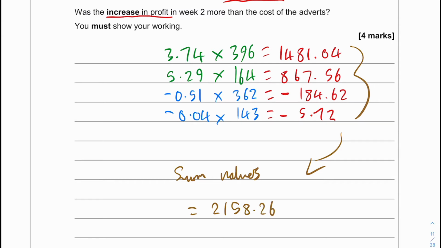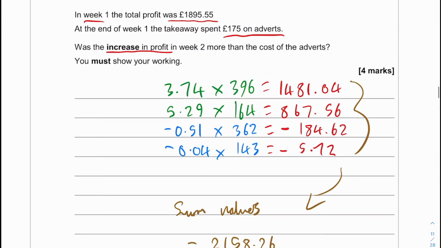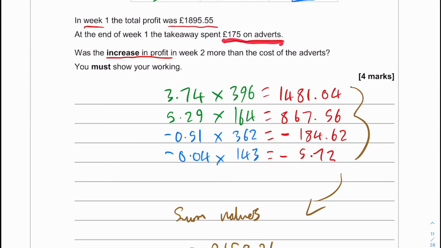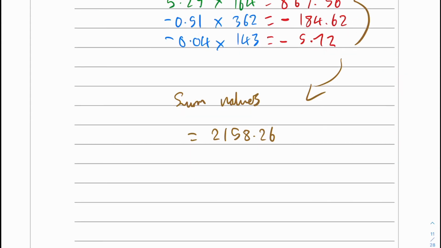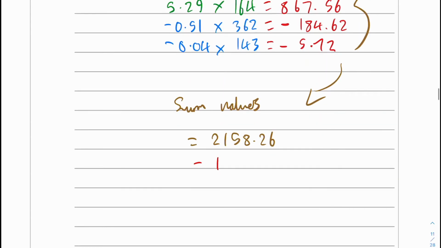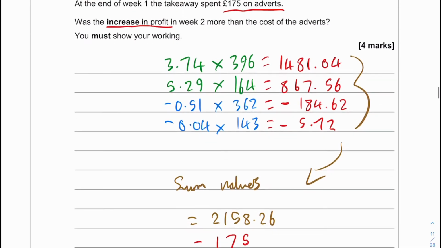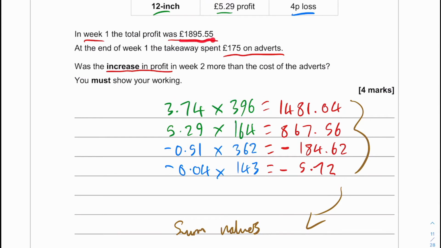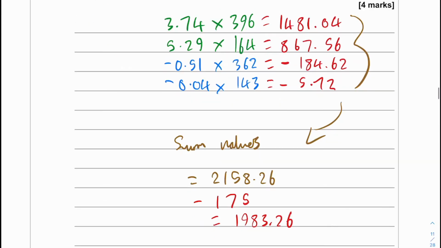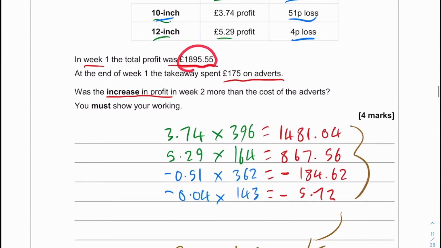£2,158.26. Okay, and if we then take away our price for the adverts, which is £175, what we are left with is £1,983.26, and therefore the profit is greater. So the profit in week 1 was £1,895, and this week it's almost £100 more.